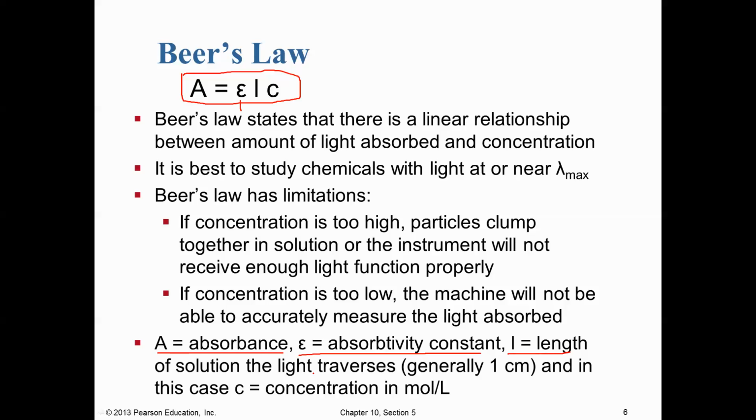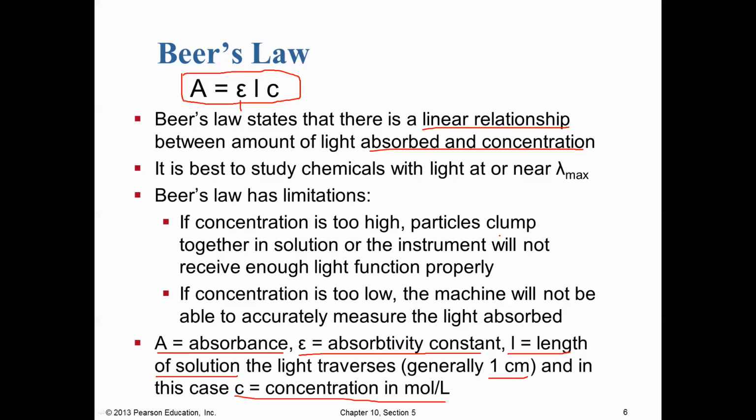L is the length of solution that the light is going to travel through, and this is almost always going to be 1 centimeter. So the glass barrier we use in these types of experiments is meant to have a 1 centimeter sort of path for the light to go through. And this is actually going to simplify our calculations a bit because the 1 just kind of drops out. And then finally, our C right here, that represents the concentration. And people typically measure the concentration for these types of studies in moles per liter, though you may see other units as well. And so what we see here is because L is a fixed number and epsilon is a constant, there's actually a linear relationship between the amount of light absorbed and the concentration.